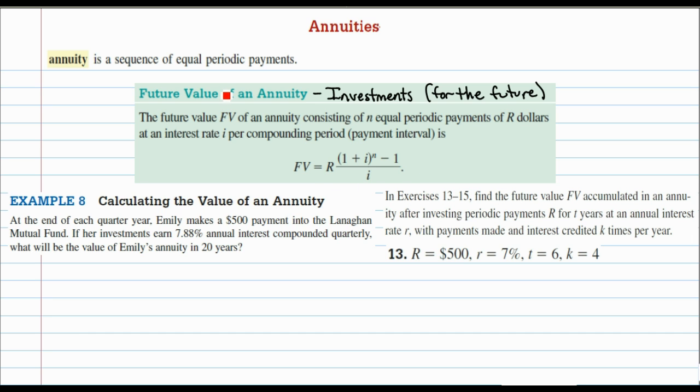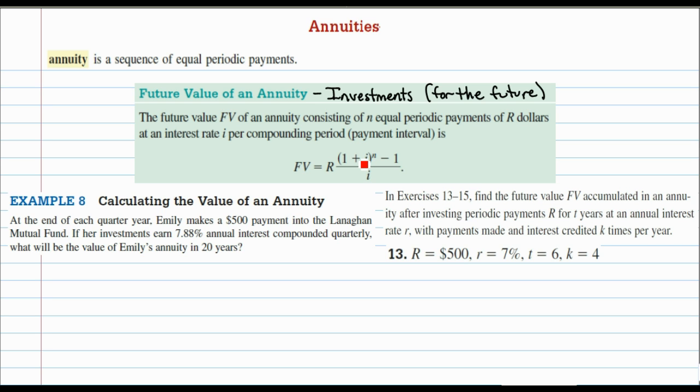The future value of an annuity consists of n equal periodic payments. So you might be paying monthly towards this savings account. You might be paying quarterly towards this savings account. You might be paying annually. I don't know. And then you are paying R dollars per month, and then an interest rate I per compounding period. So that's going to be your percent divided by your payment interval.